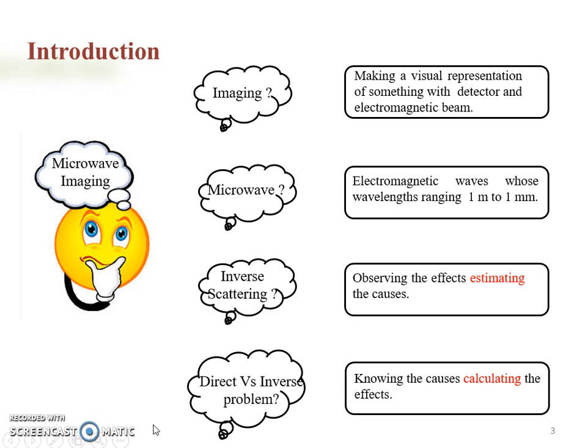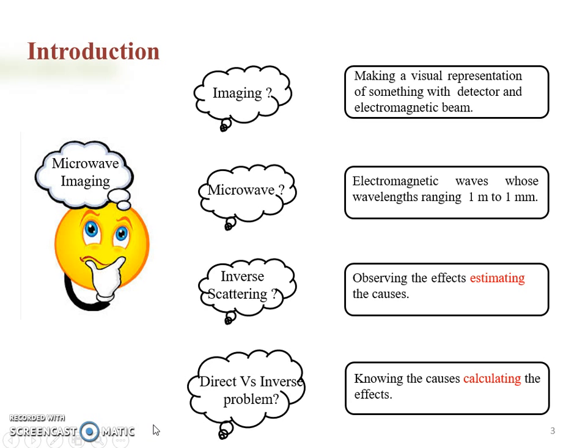So in this slide we'll briefly explain what microwave imaging is. Generally, when we think about microwave imaging, there are a few questions that come to mind. The first, very basic question is: what is imaging? Imaging can be roughly described as a visual representation of something by means of a detector or an electromagnetic beam. This is one kind of definition of imaging.